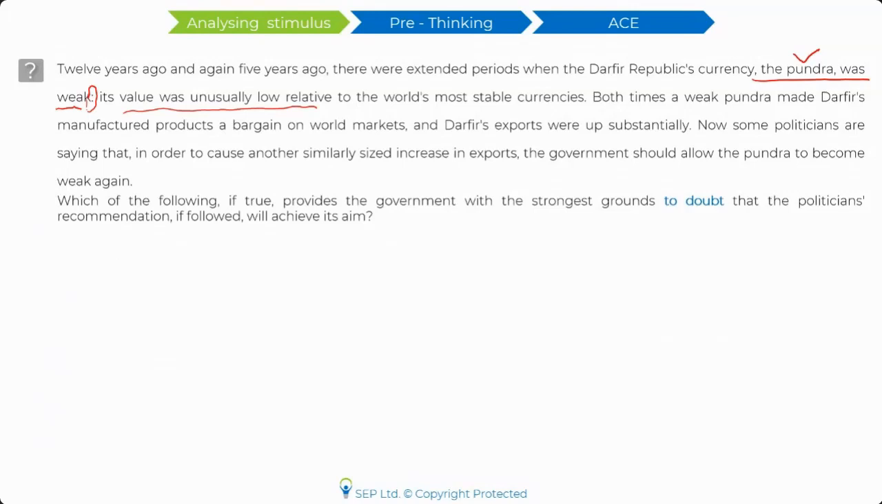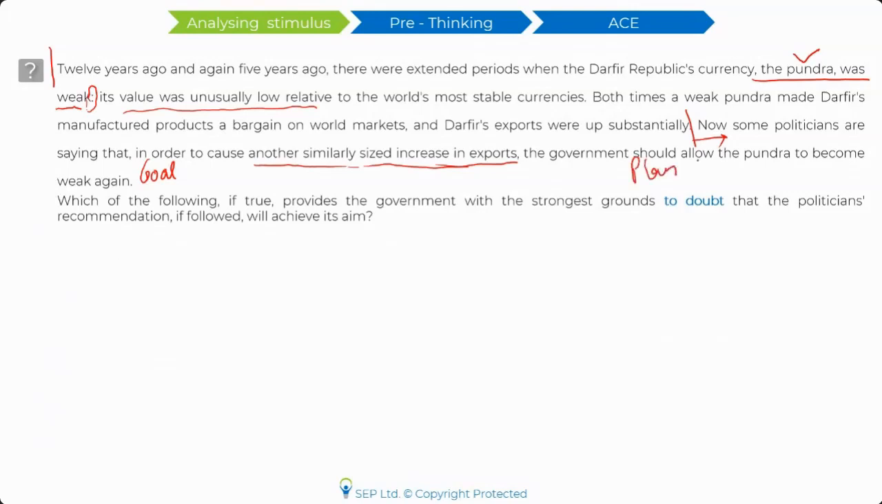Now, so far we were talking about the past. Okay, so far from here till here, we were talking about the past. Now we're talking about what's happening now. Some politicians are saying that in order to, so "in order to" means now here we have probably a goal, in order to cause another similarly sized increase in exports. So now we want another similar increase in exports. Okay, this is basically the goal. The government should allow the Pundra to become weak.